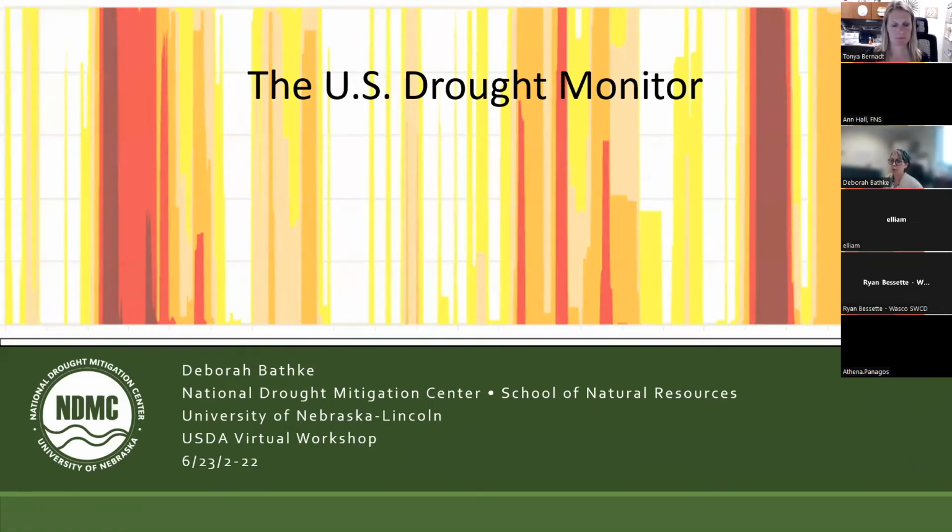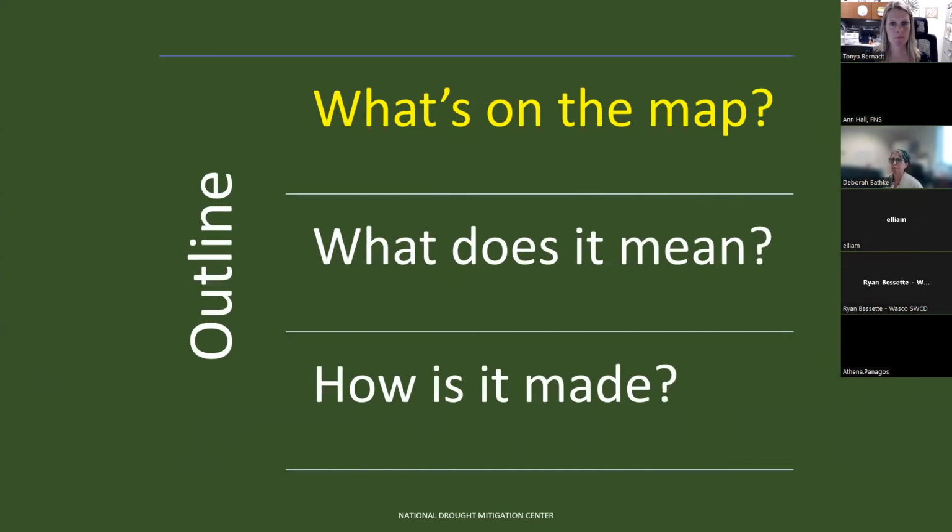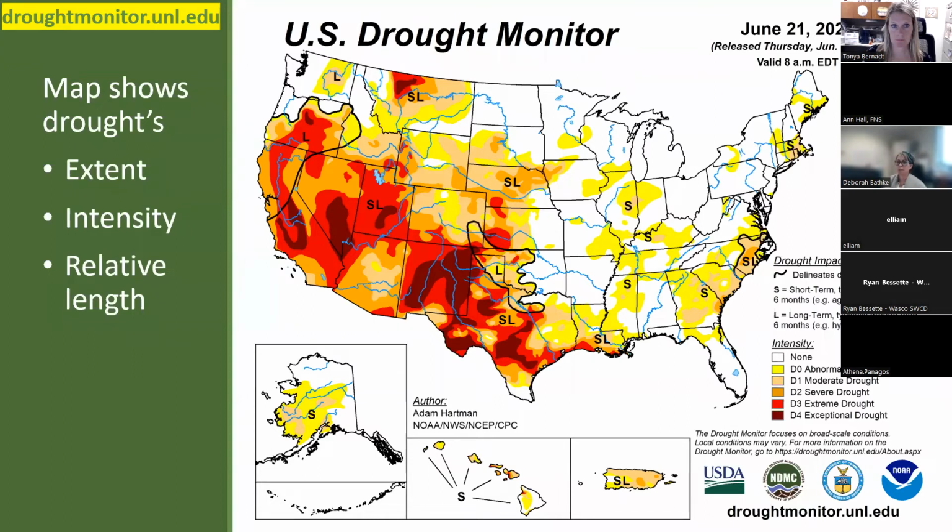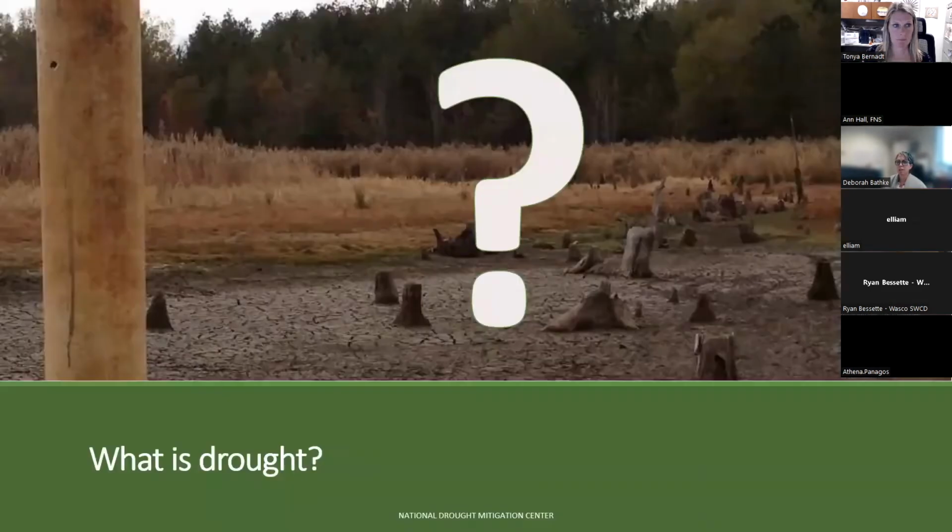So the U.S. Drought Monitor. I'll be talking about a few different things, as Tanya said. So what's on the map, what do the different colors mean, and then how is it made? And that includes the part about how individuals can contribute to the process.